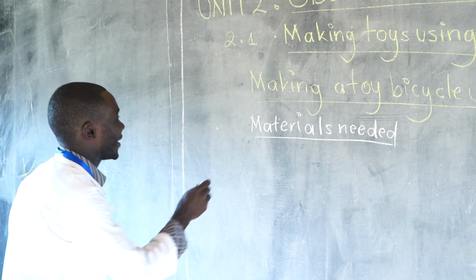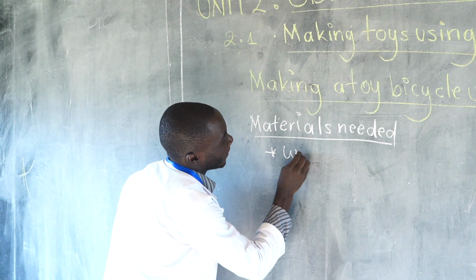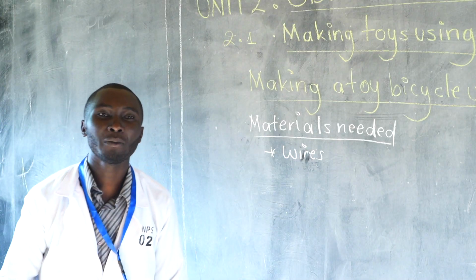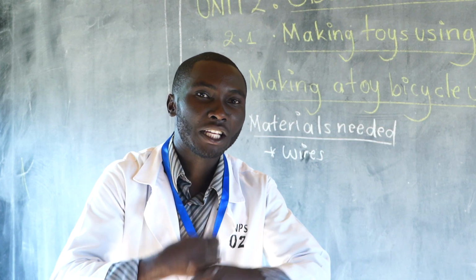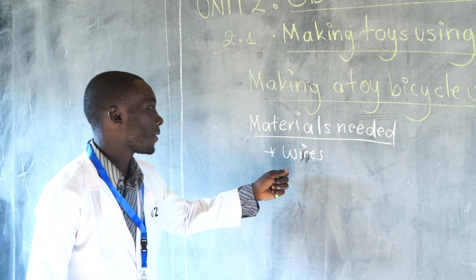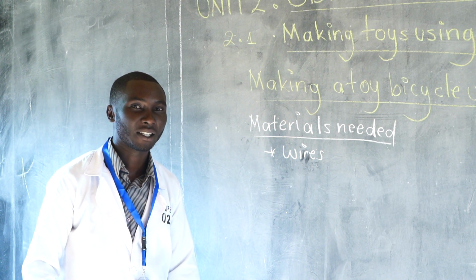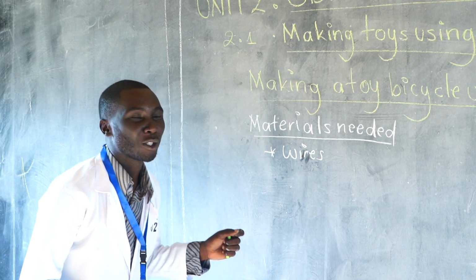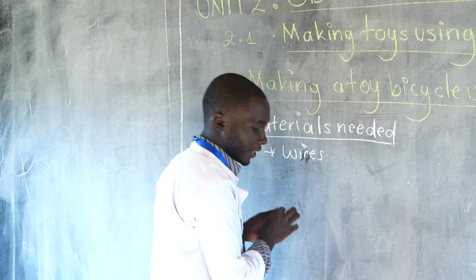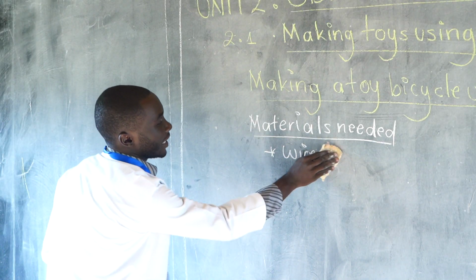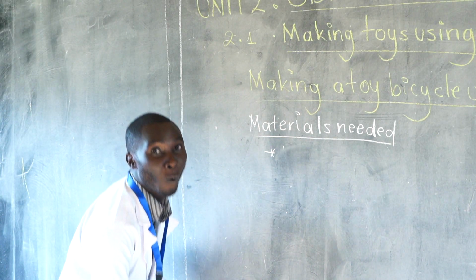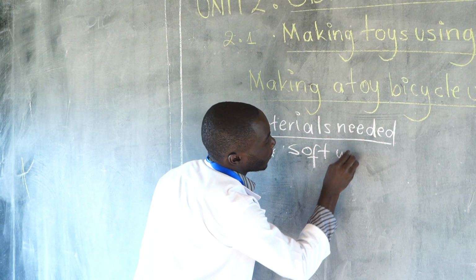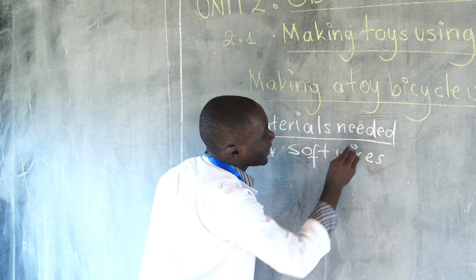Okay, thank you very much. We have wires. We have what? Wires. But how should the wires be? In which condition do the wires need to be? Okay, come on. The wires should be soft. Here we can better say we need the softy wires. Thank you very much.